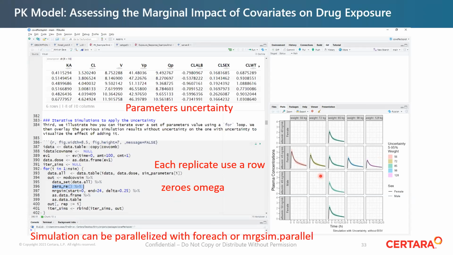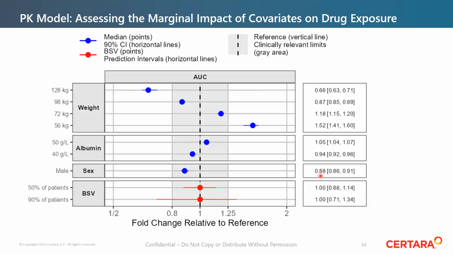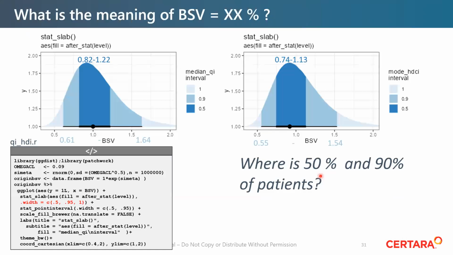You can easily parallelize this simulation using foreach or mrgsim.parallel, sorry. But I don't use parallelization in my vignettes because sometimes they crash on different platforms and CRAN would complain. But yeah, I can share examples where we use parallelization. They are quite straightforward. So we simulate, we compute parameters and then intervals, and that's the BSV that I showed you here.